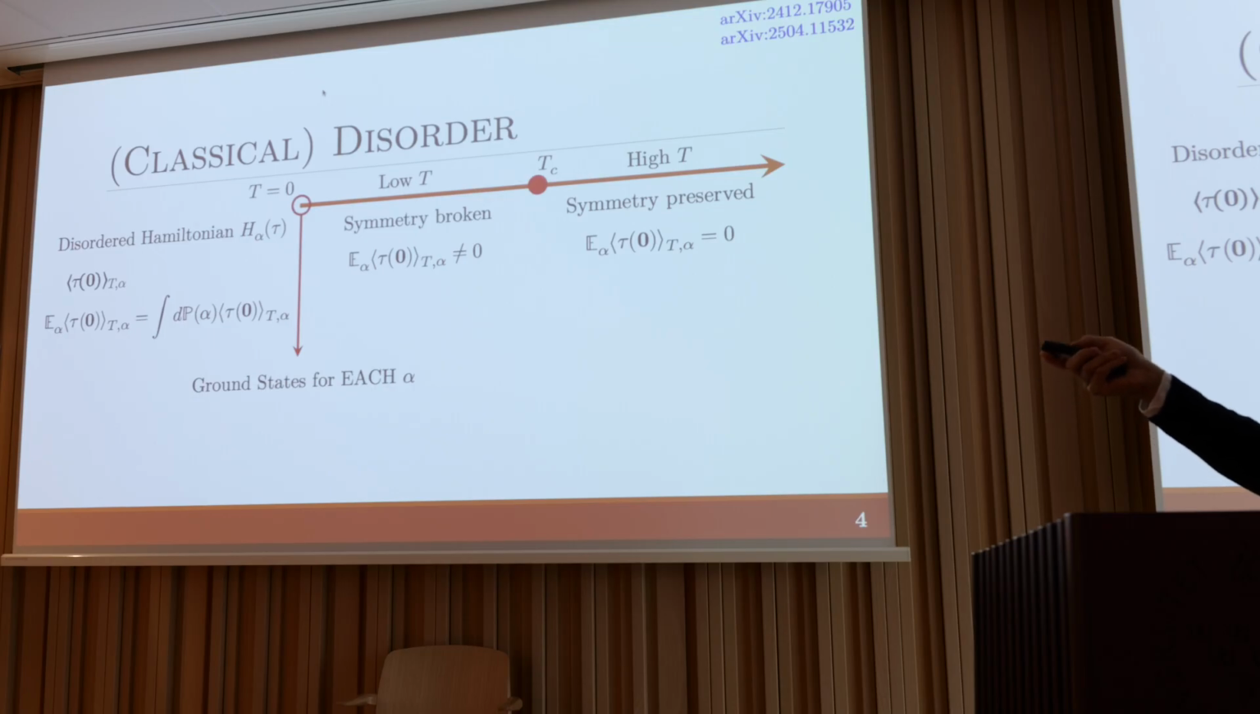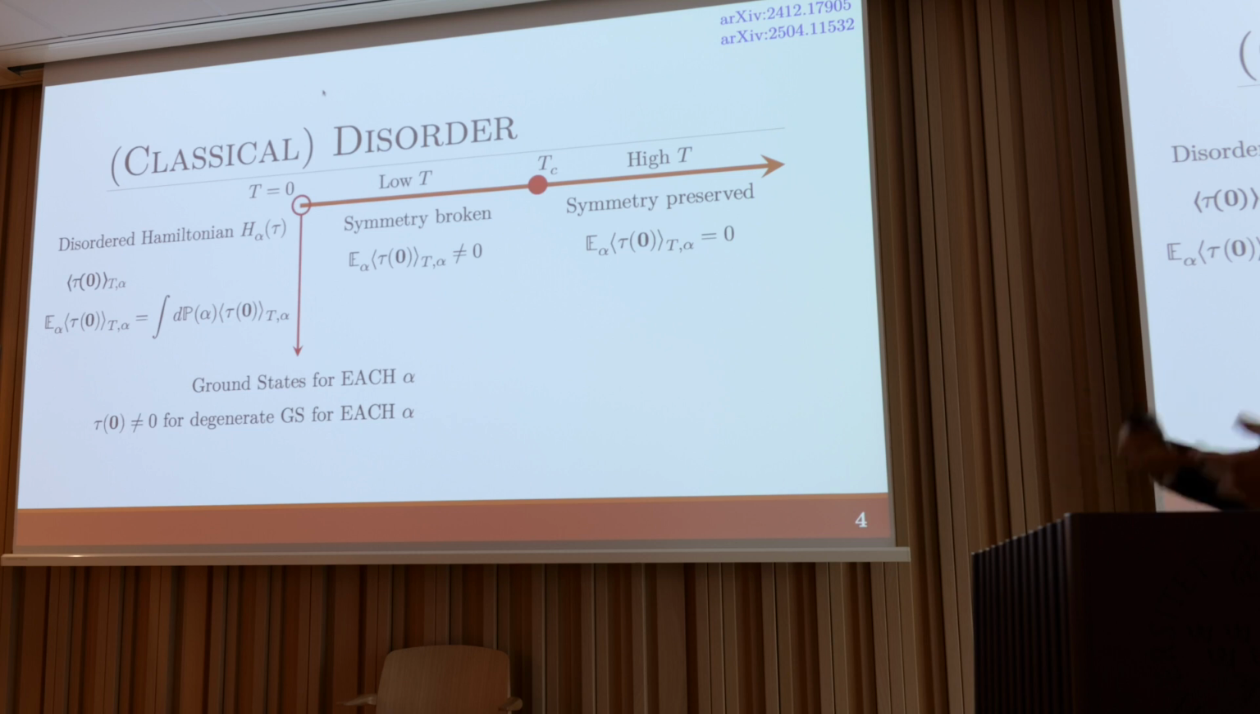Now, the important thing is that when you look at ground states for disorder systems, you have to look at the ground state for each disorder realization. And then if there are multiple degenerate ground states for each disorder realization, then, of course, there is usually a phase transition.